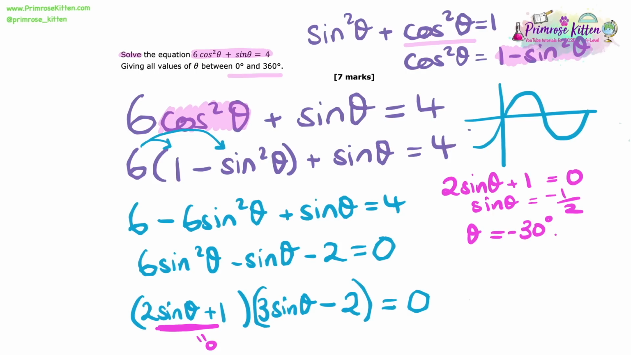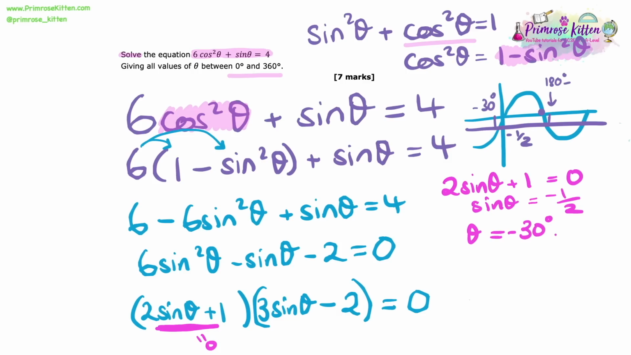And we were looking at when sine theta equals minus a half, so I'm drawing a line at about y equals minus a half there. Now you can see where it cuts the curve, and you can see where that minus 30 is. However, you can of course see that there's other points where it cuts that curve.